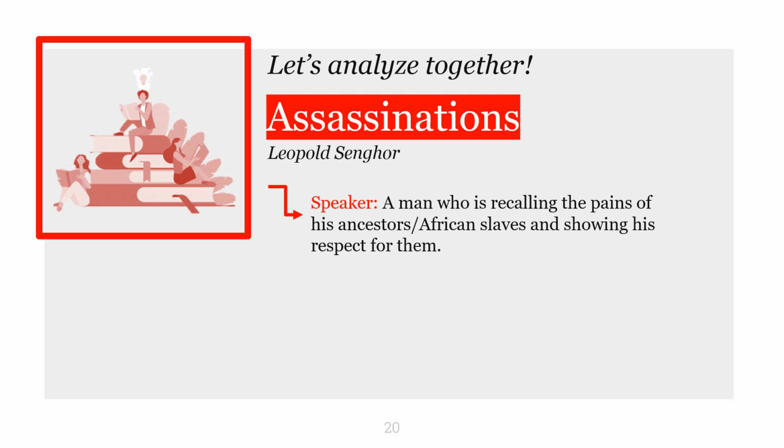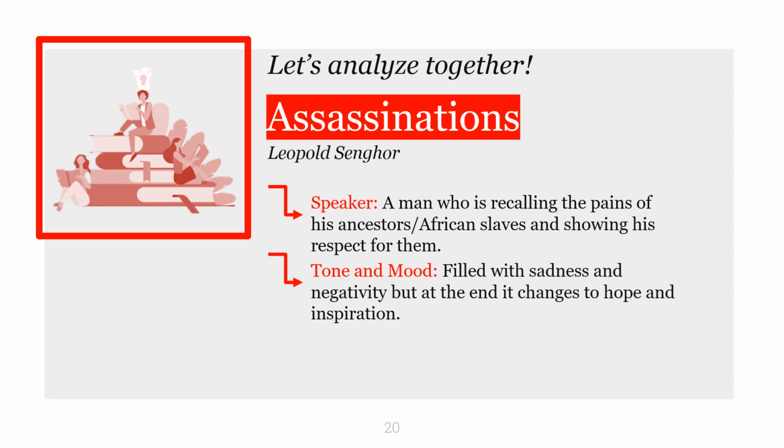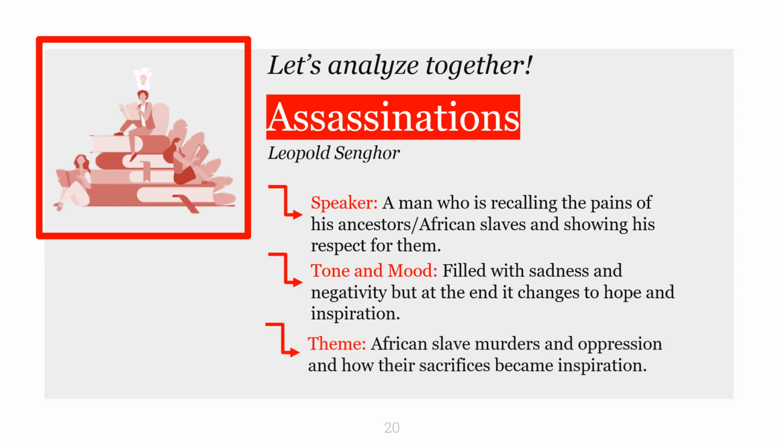Now, the speaker here is a man, most probably Leopold Senghor, who is recalling the pains of his ancestors or the African slaves and showing his respect for them. The tone and mood here at the very first stanzas, it's filled with sadness and negativity or violence, but at the end it changes to that of hope and inspiration. The theme here is African slave murders and oppression and how their sacrifices became an inspiration, especially to the poet or the author.